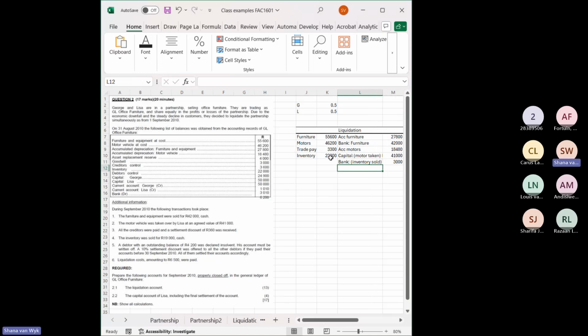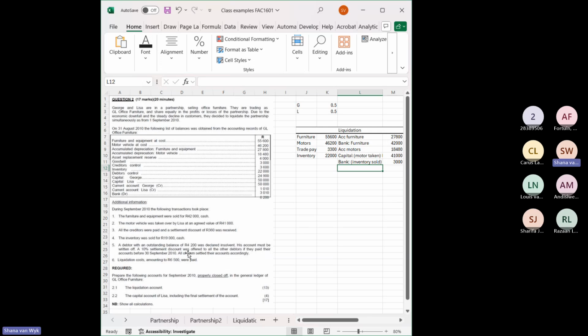Three, and then we'll bring it down. Okay, cool. Next, debtor with... here come credit losses now. Debtor with outstanding balance was declared insolvent. His account must be written off.